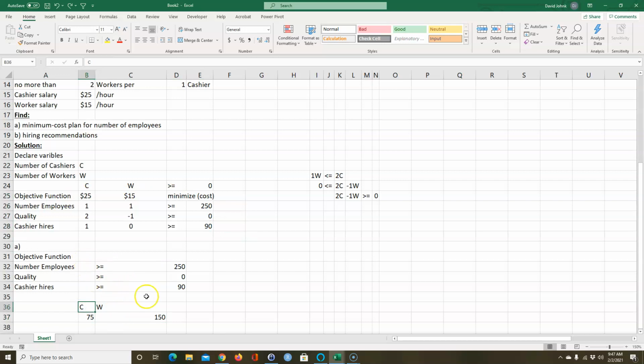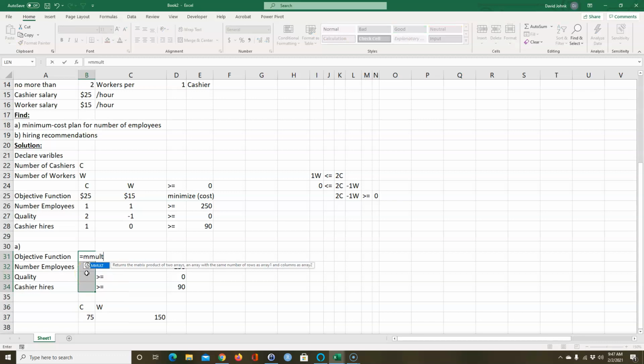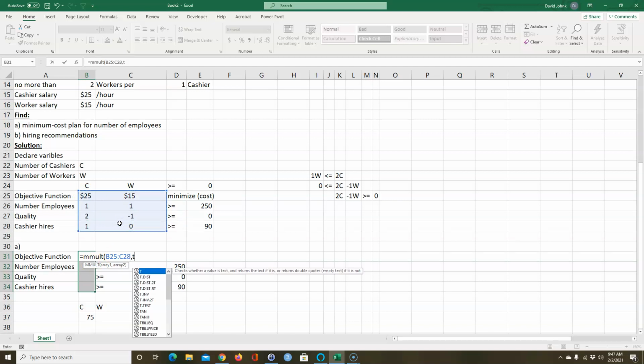Alright, so here's the part that's a little bit weird. I'm going to highlight right here where I want my answers. Okay? And I'm going to start typing. I'm going to go equals MMULT. And I want to multiply all these numbers up here times the transpose of these two variables that I have here. Close the parentheses twice. I always spell transpose wrong. Even though I know I do it, I still do it. So before I hit Control Shift Enter, I'm good.